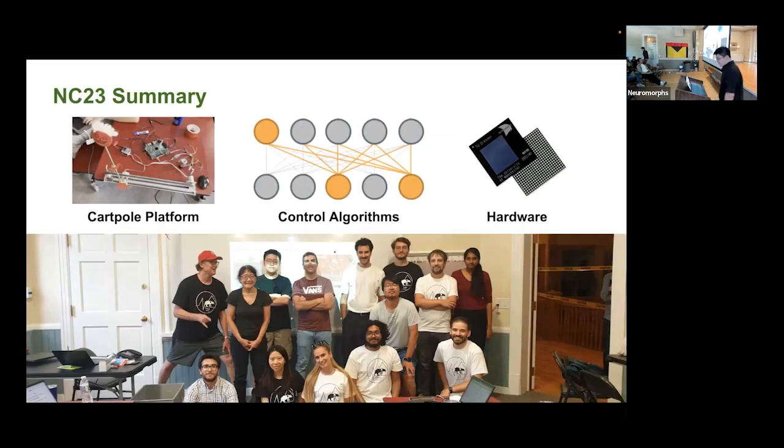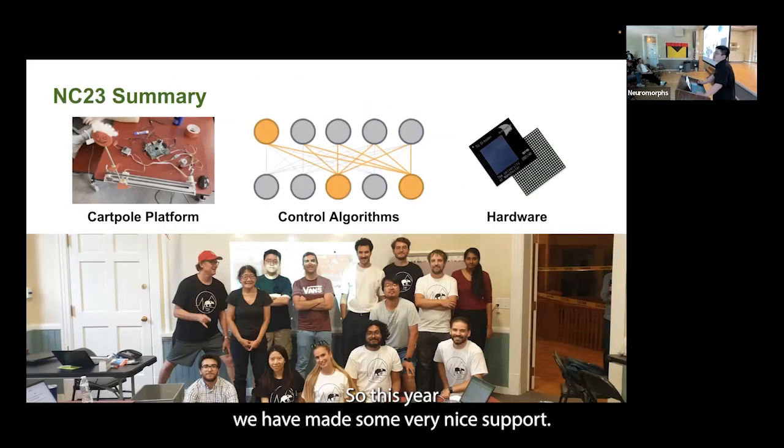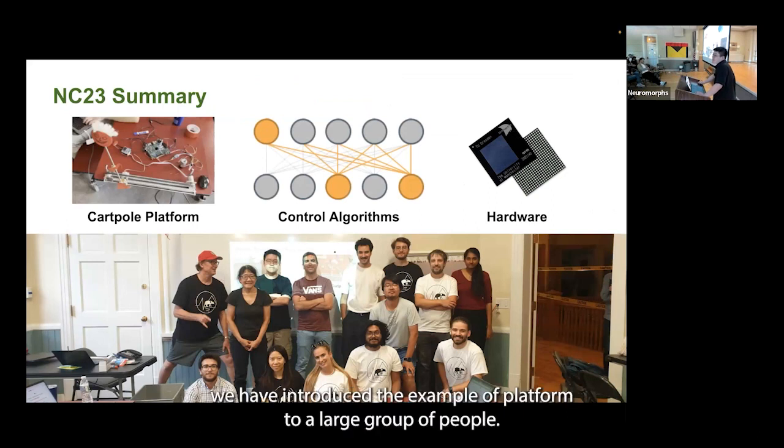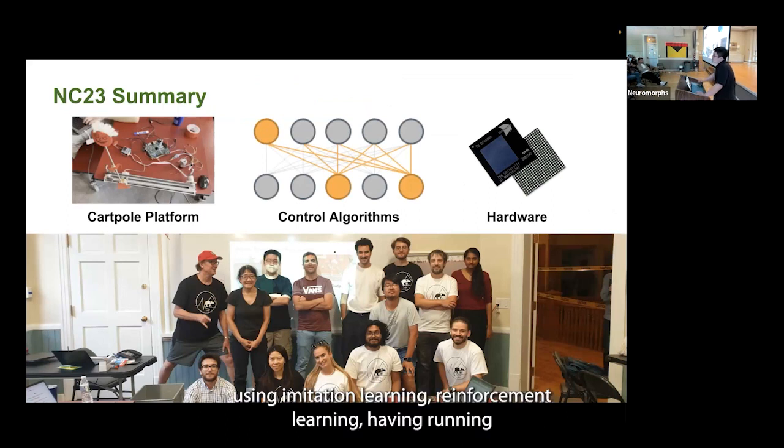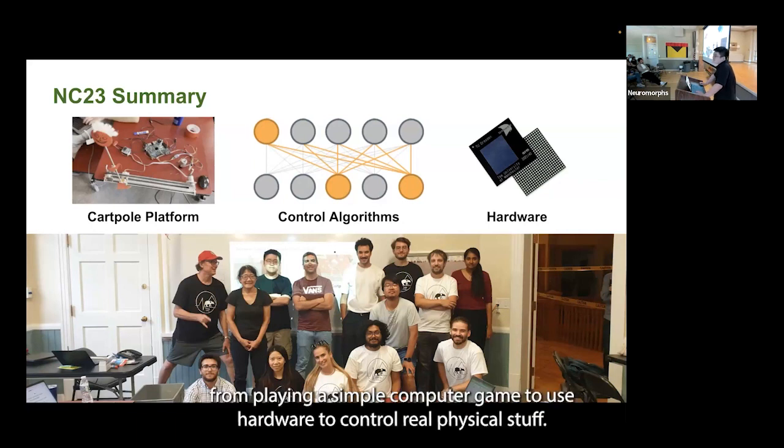So let's wrap up. This year, we have made some very nice steps forward. For example, we have introduced the CartPole platform to a large group of people. The CartPole platform was first brought to Telluride back in 2019. And this year, we have many more people and projects using this platform to evaluate their control algorithms using imitation learning, reinforcement learning, and habit learning. And I think one of the biggest steps forward this year is that we moved from playing a simple computer game to using hardware to control real physical stuff.